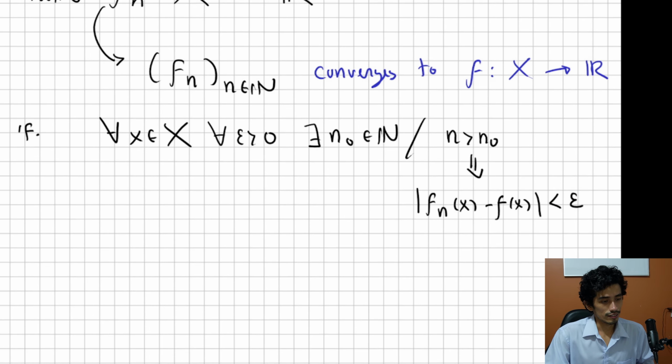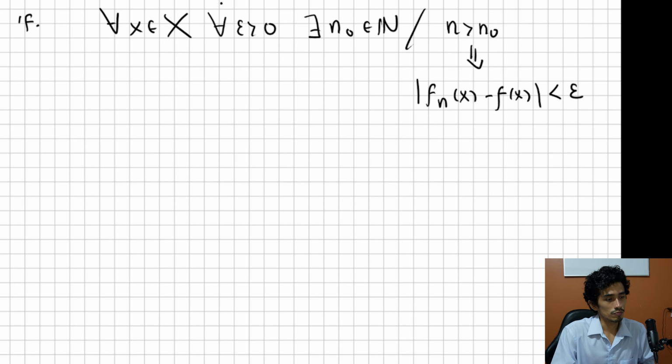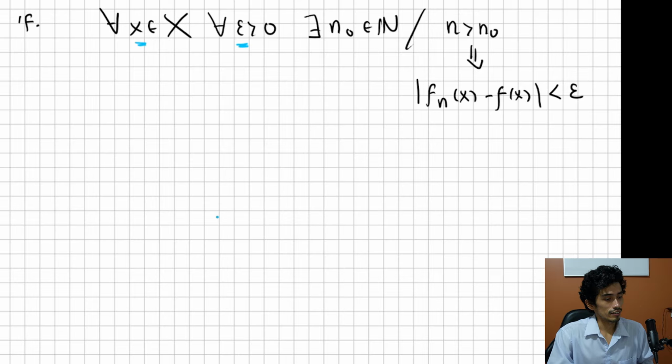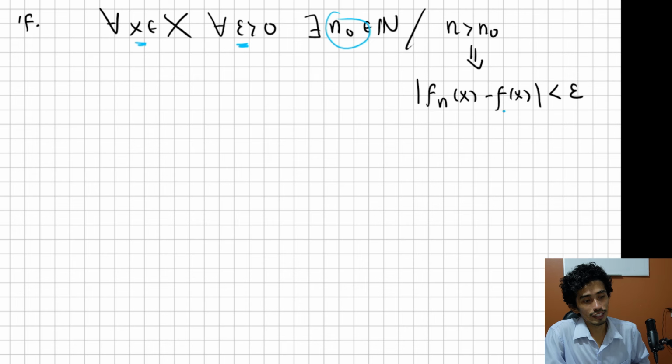That means that if you pick some point of the domain and you pick some neighborhood of the value of the limit function, then there must exist some index such that, starting from this, all of the values of the functions will be inside of that neighborhood of the value of the limit function.